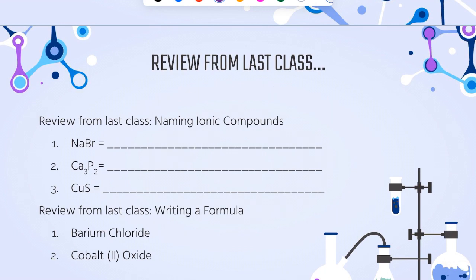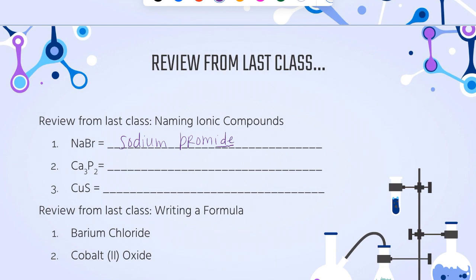So in our last class, we discussed things like NaBr. In order to name this, we'd look at our periodic table and we would see that Na is sodium. Then we always want to ask ourselves, is sodium a transition metal? And since it's an alkali metal, it's not, so we don't need a Roman numeral. So then we just get to look at what Br is, and Br is bromide. And remember, these always end in -ide.